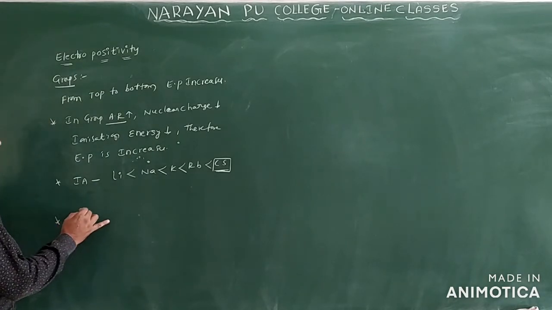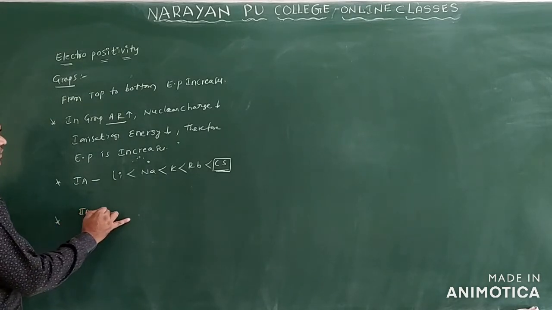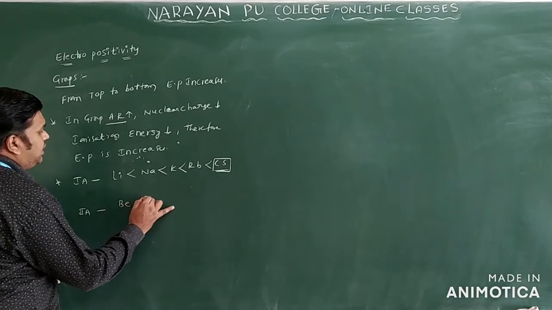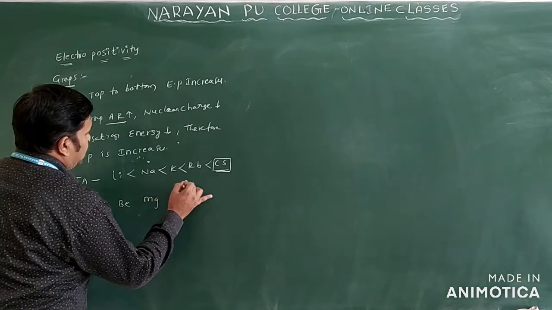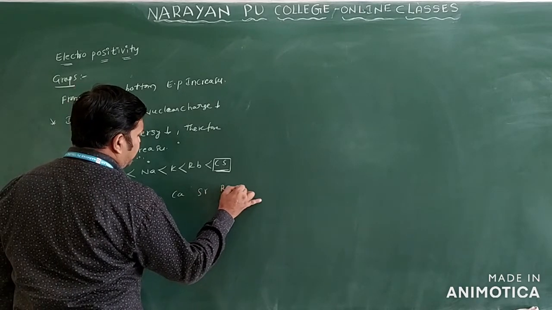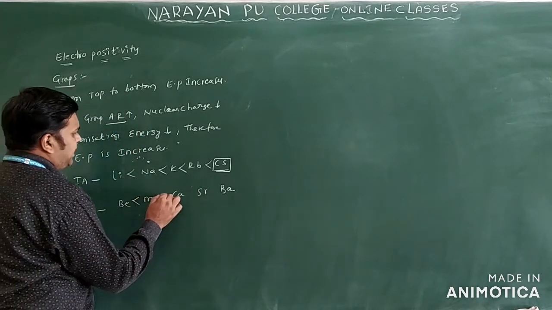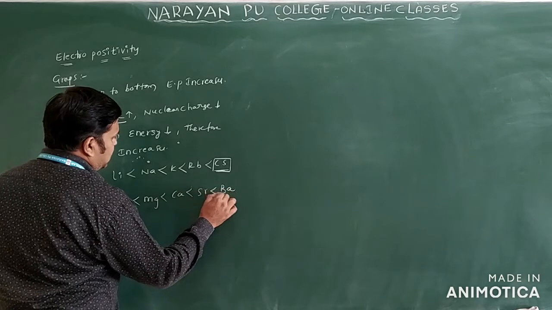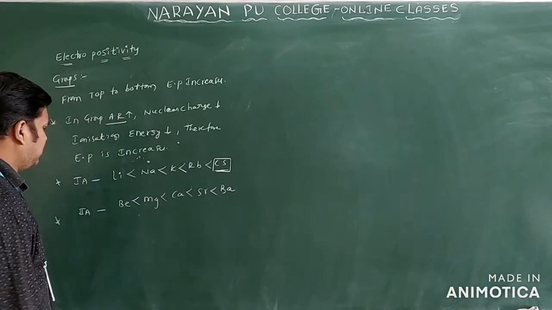Suppose you are taking the second A group here: beryllium, magnesium, calcium, strontium, barium and radium. You will write here beryllium less than magnesium, less than calcium, less than strontium, less than barium only.